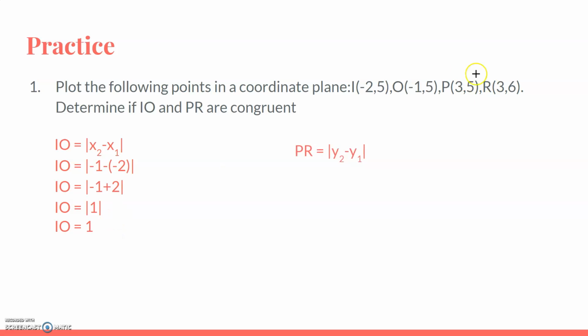Now to find PR. Here, as you can see, the x coordinate stays constant and the y coordinate changes. So according to that, we know that this is a vertical shift and not a horizontal shift. So we can use the absolute value of y2 minus y1. Then we can plug in our values of 6 and 5. So 6 is y2 and 5 is y1. Then we get 6 minus 5, which gives us PR is equal to 1. Since both of these values are equal, we can say that IO is congruent to PR.